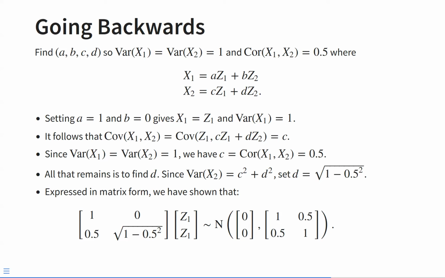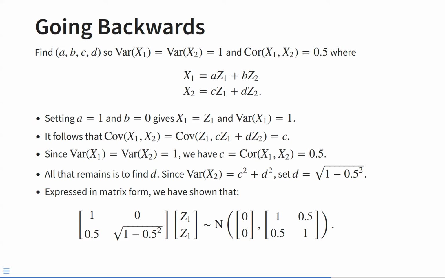So let's work our way through this. Using the properties of covariance, what are we going to get? We're going to get c times the covariance of z1 with itself. Well, what's the covariance of z1 with itself? That's just the variance of z1. But the variance of z1 is 1. So we're going to get a c. And then we're going to have the covariance of z1 with d times z2. But remember that z1 and z2 are uncorrelated, so their covariance has to be 0. It follows that if we set a to 1 and b to 0, then that will immediately imply that the covariance between x1 and x2 must be c.